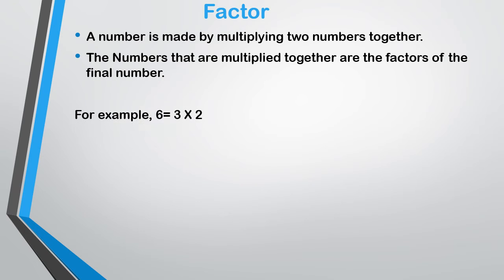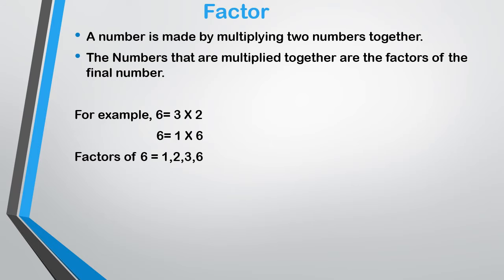Let's see an example. 6 is equal to 3 twos are 6, and also we can write 1 six is 6, isn't it? So the factors of 6 are 1, 2, 3, 6. How can we find out 1, 2, 3, 6? Simply, we can find them using the multiplication tables.